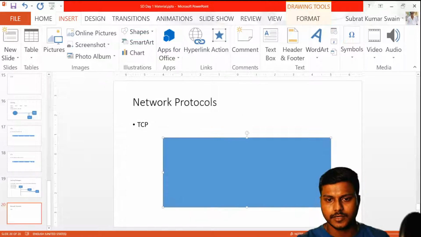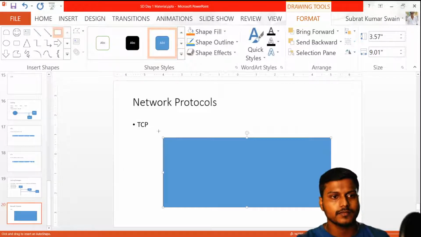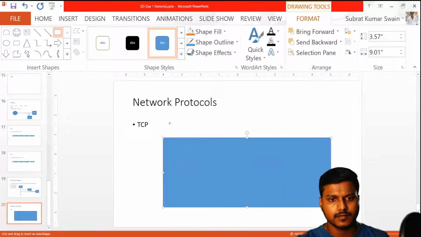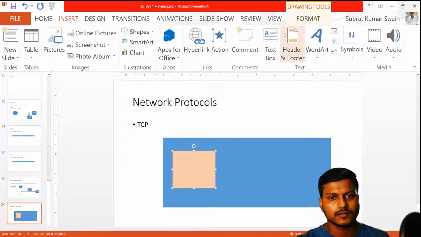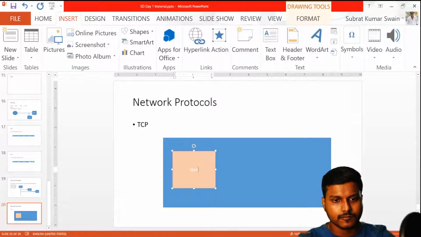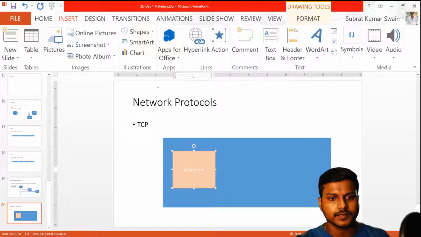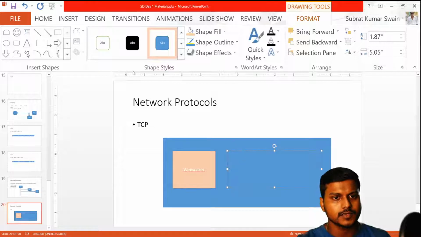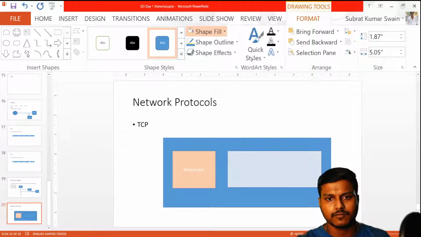Let's say this is the whole TCP. Inside it, we can go for this. We'll color it. This would be your WebSocket. Then I'll draw one more block. I want to color it differently.